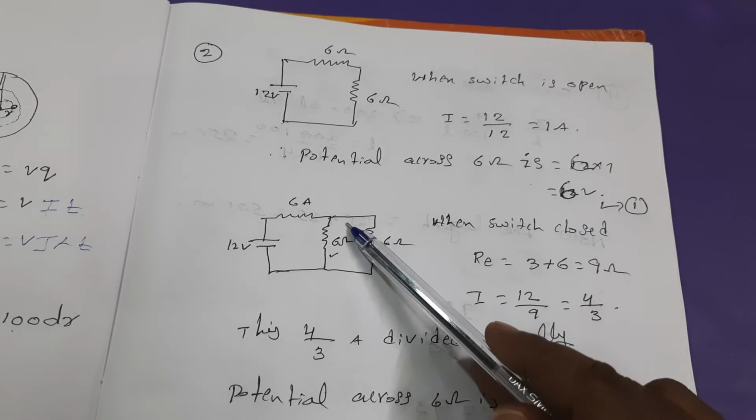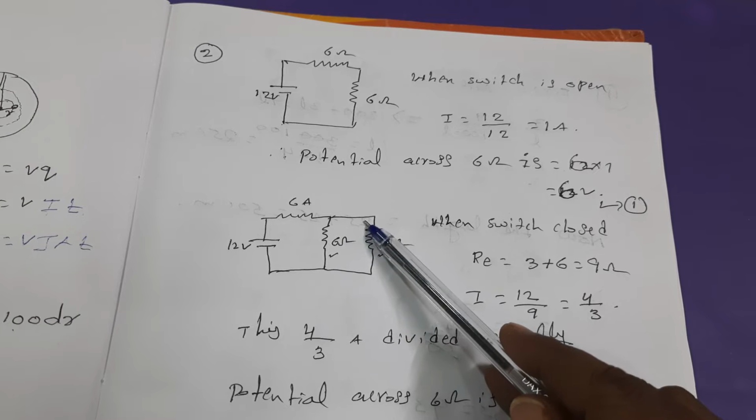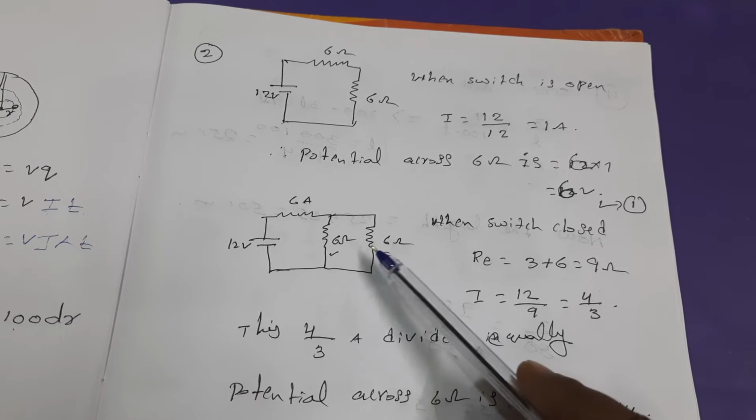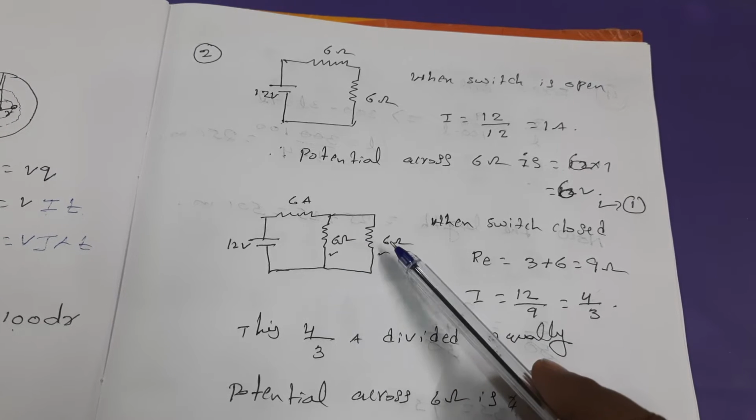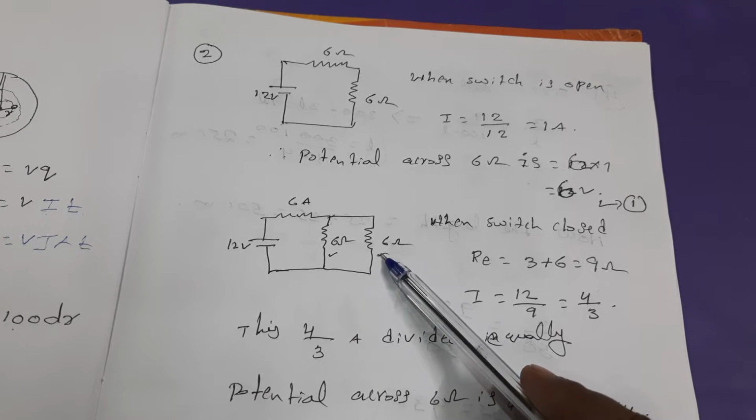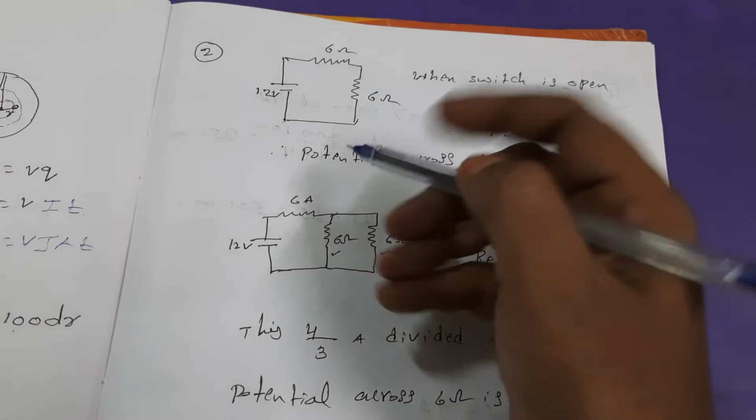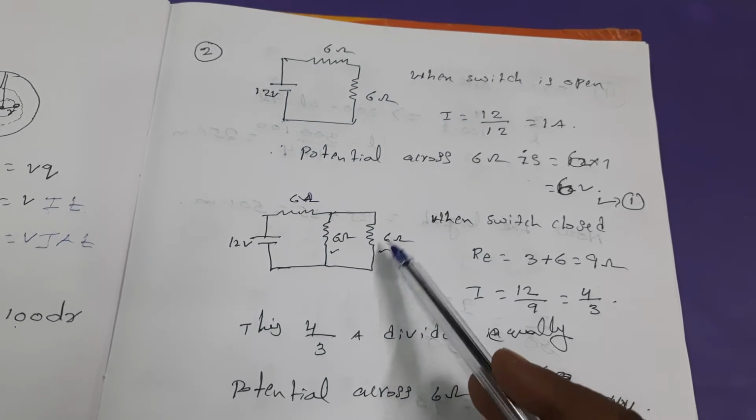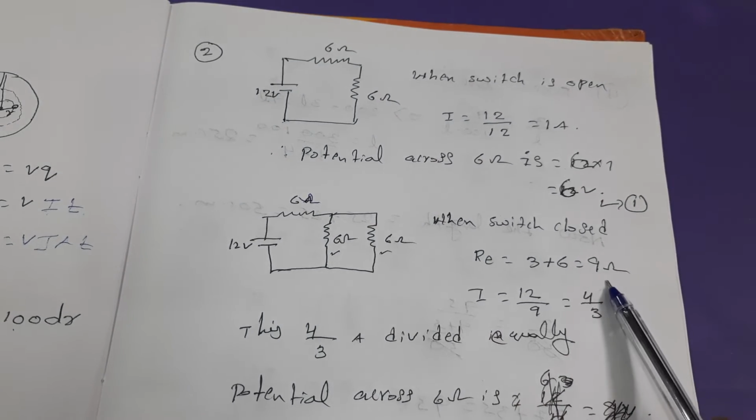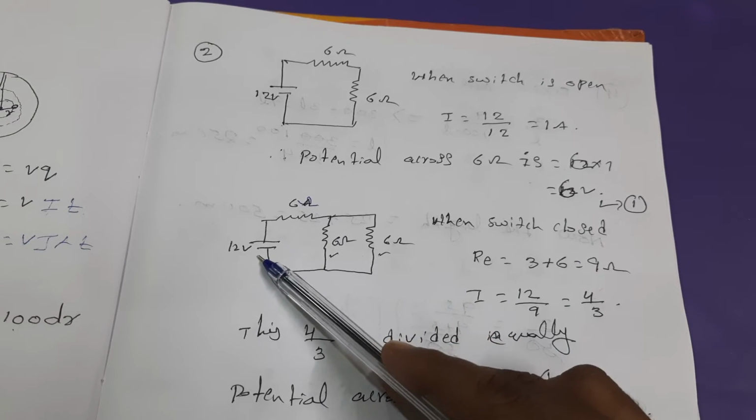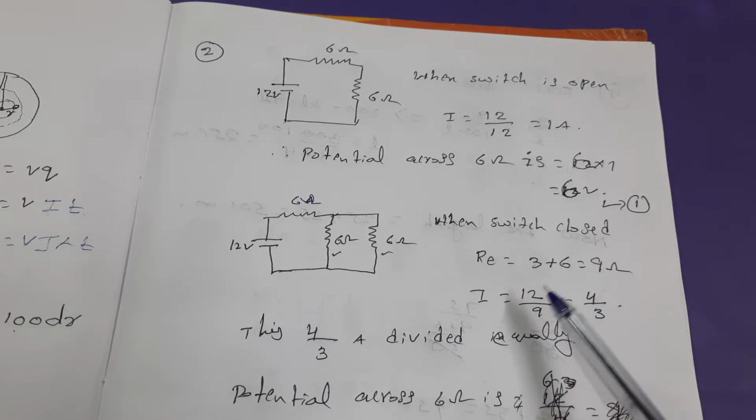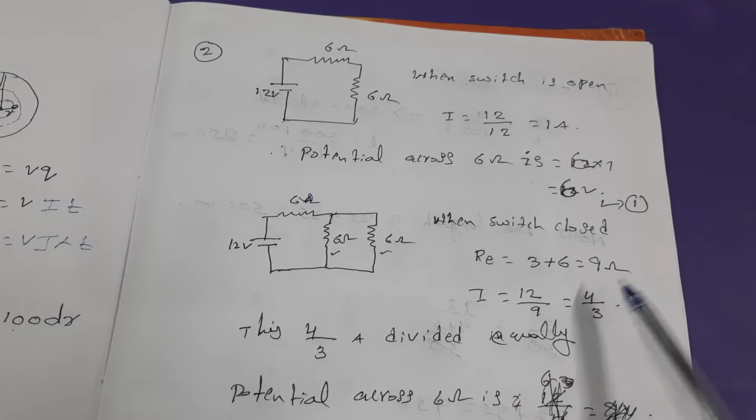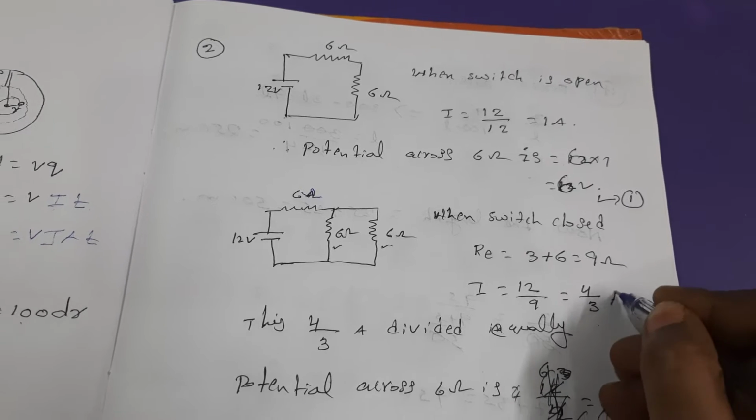Now the switch is closed. Look here. Then immediately these two are in parallel. So parallel means 6 by 2, how much? This is 3 ohms, and this is also 6 ohms. 6 plus 3 is 9 ohms. When the effective resistance is 9 ohms and the potential is 12, then the total current is 4 by 3 amperes.